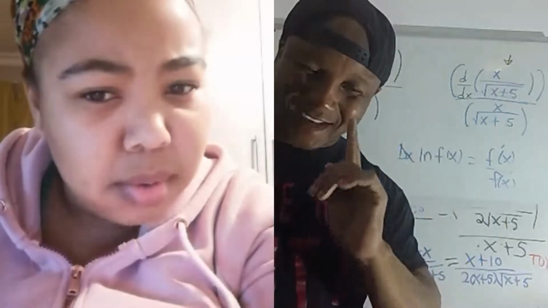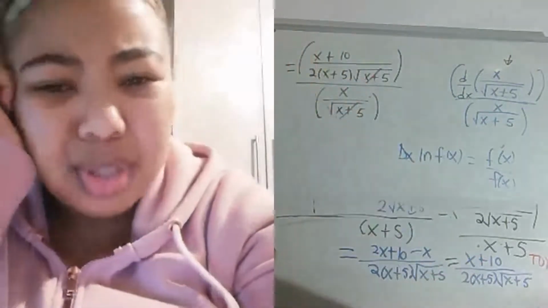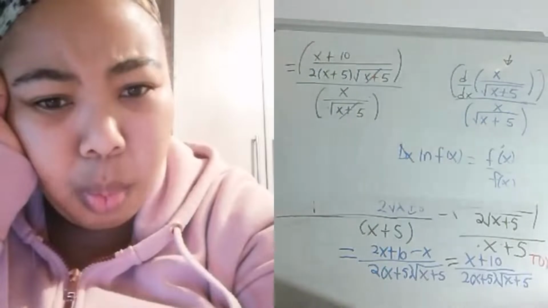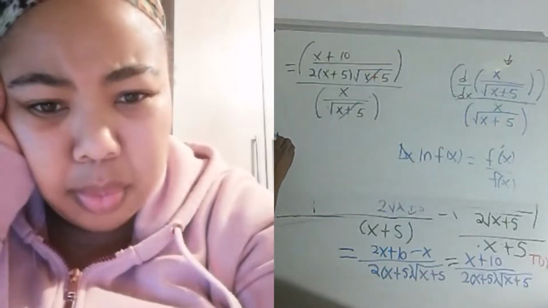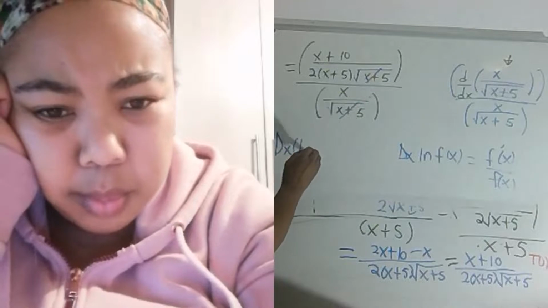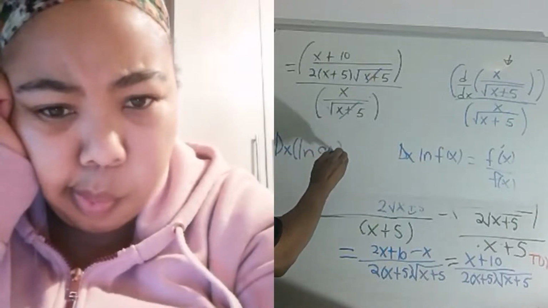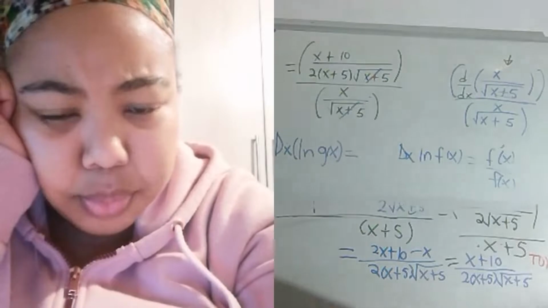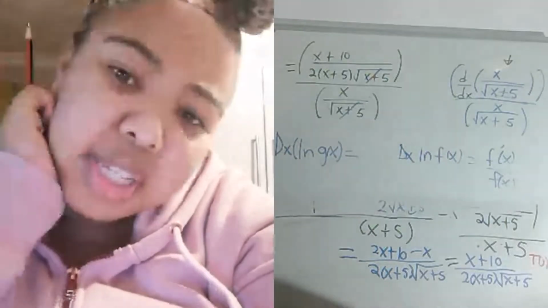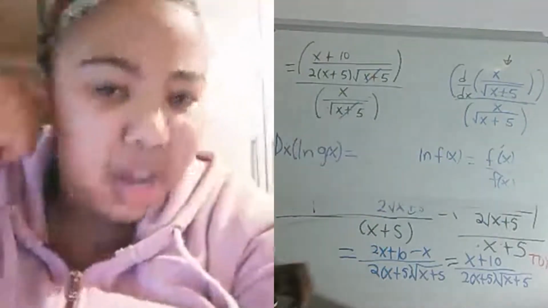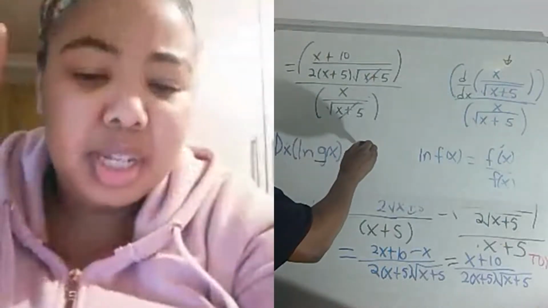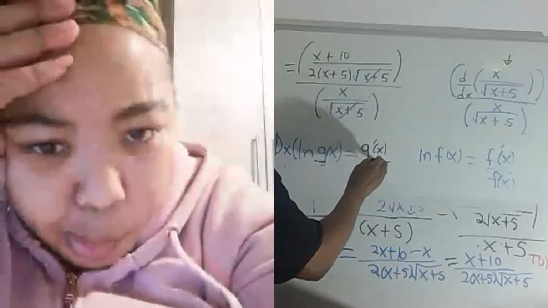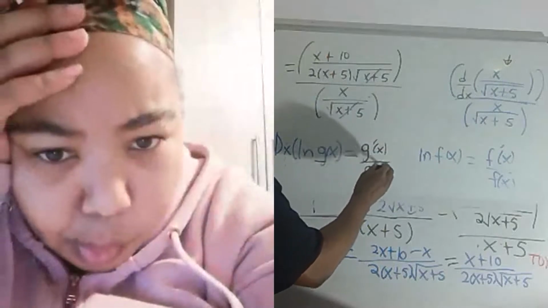Listen here, you confuse things, right? Am I confused? No, let me say it slowly. Listen. When you differentiate ln of a function, how does it go? You differentiate the function, and then you write it at the top, and at the bottom you write it exactly the way it is.